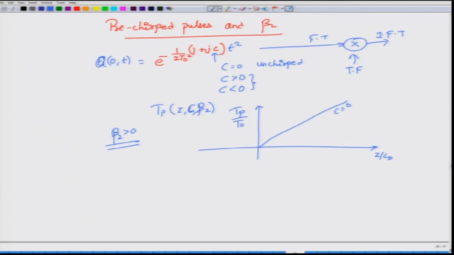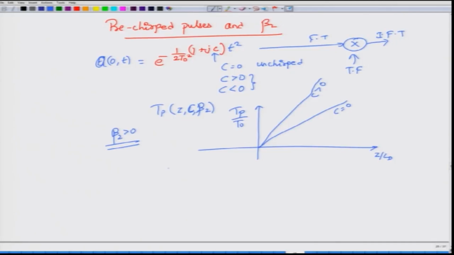This is the case when an initially unchirped pulse is launched, then its pulse width Tp continues to increase linearly with respect to the propagation distance. If c is positive, then you will see that the slope increases much more rapidly. So, this is the case when c is greater than 0, and the pulse width continues to increase. Of course, it is not a really nice straight line, but please excuse that, this is actually a straight line. How to get these straight lines is something that you are going to do in the assignment or in the exercise.